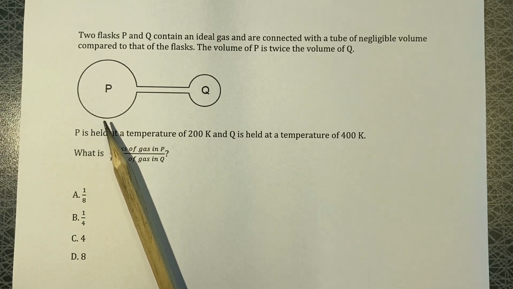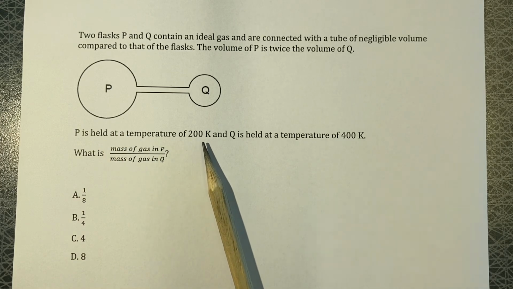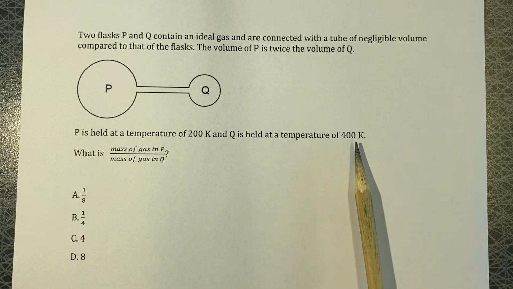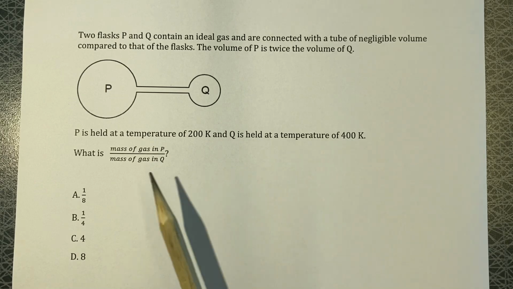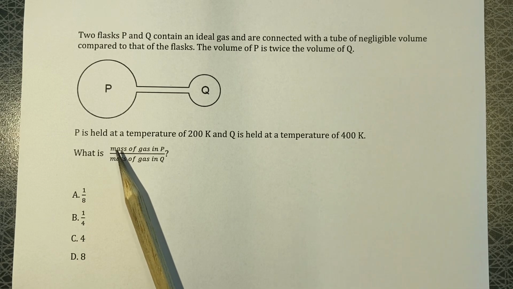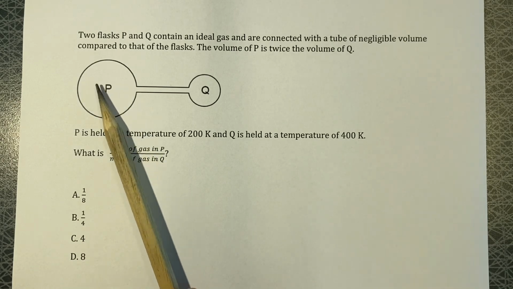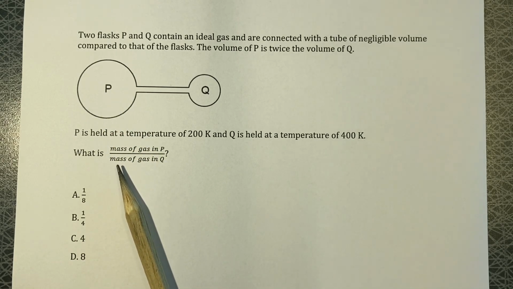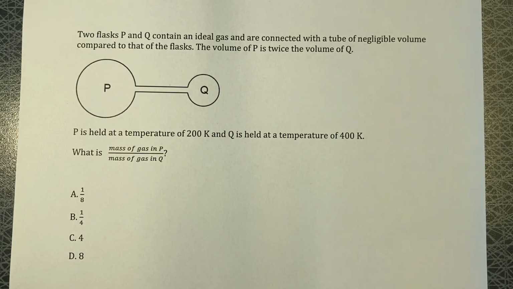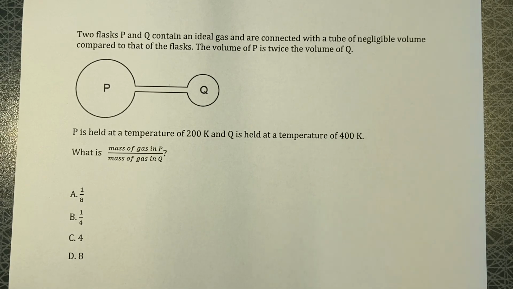P is held at a temperature of 200 Kelvin and Q is held at a temperature of 400 Kelvin. What is the ratio of mass of gas in P with mass of gas in Q? Now, I will help you to calculate this value, but before we do, we can almost have a good guess on this.